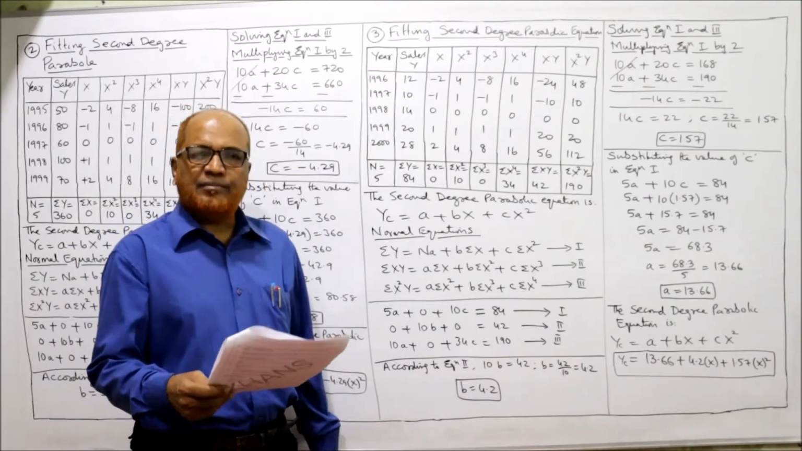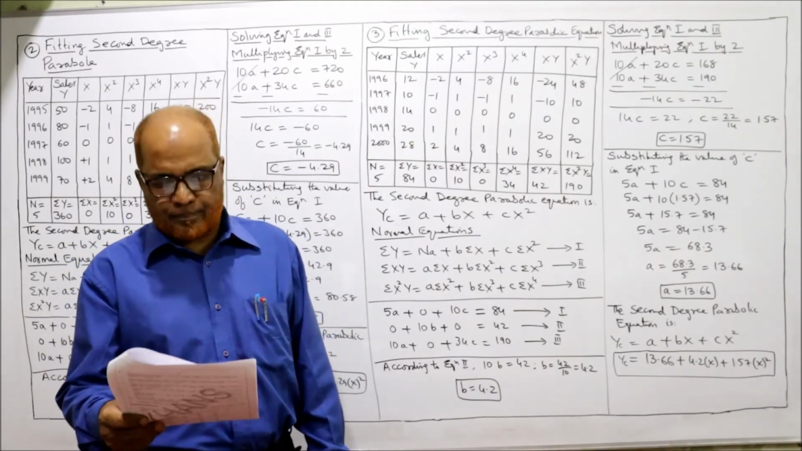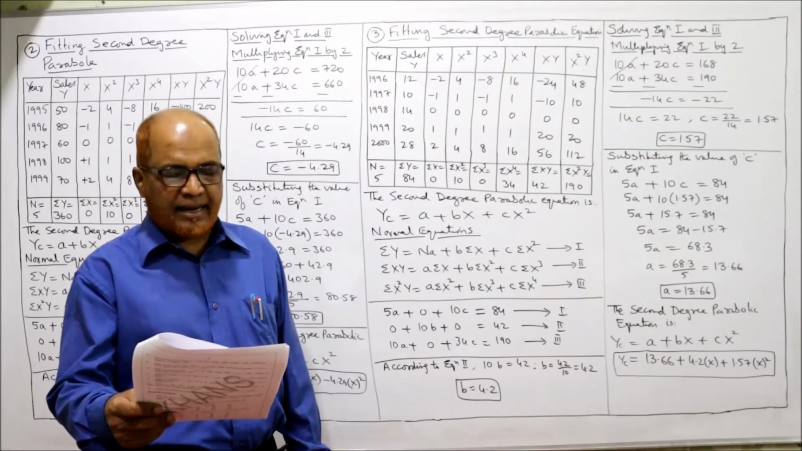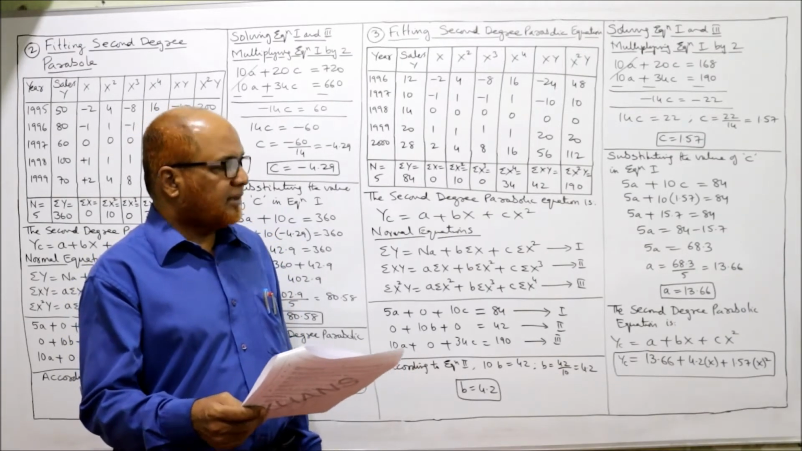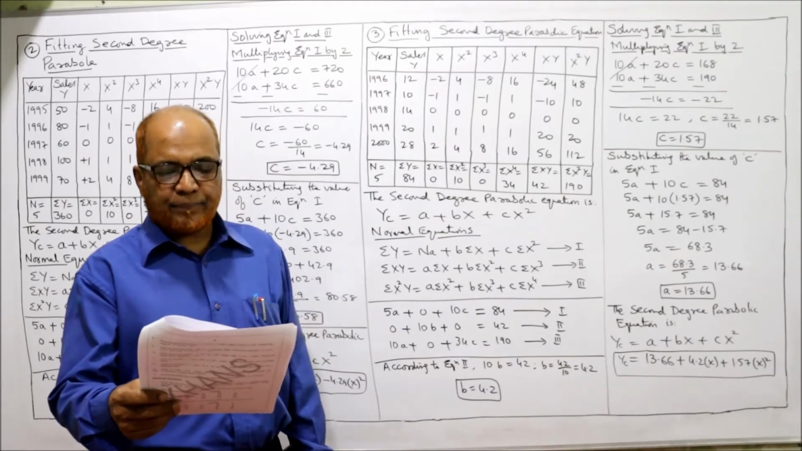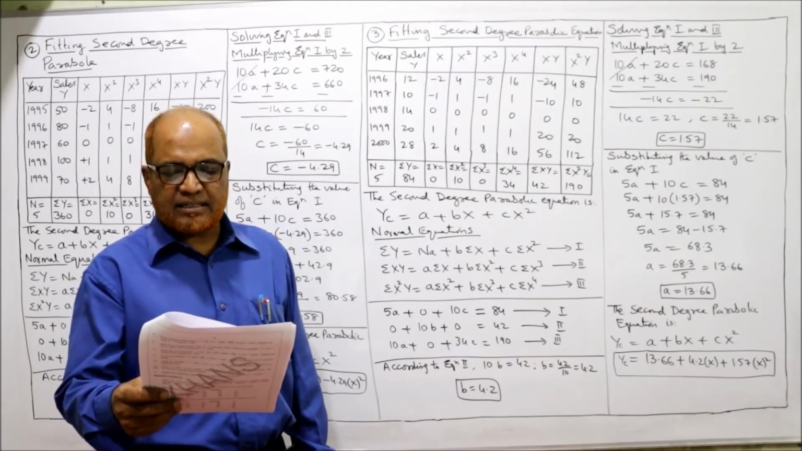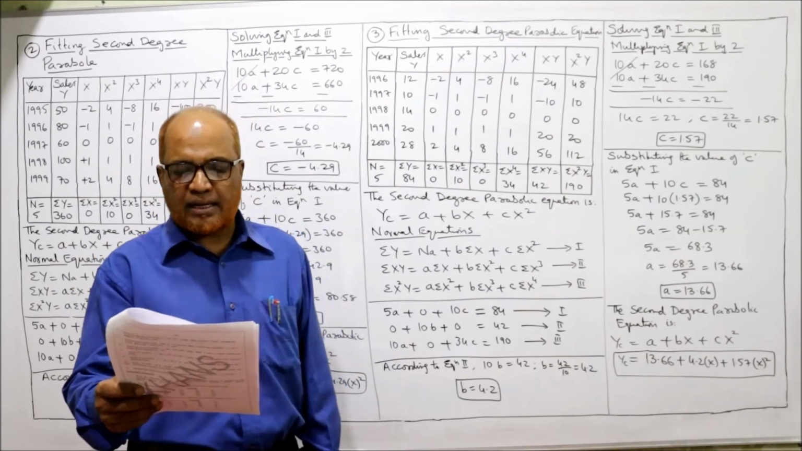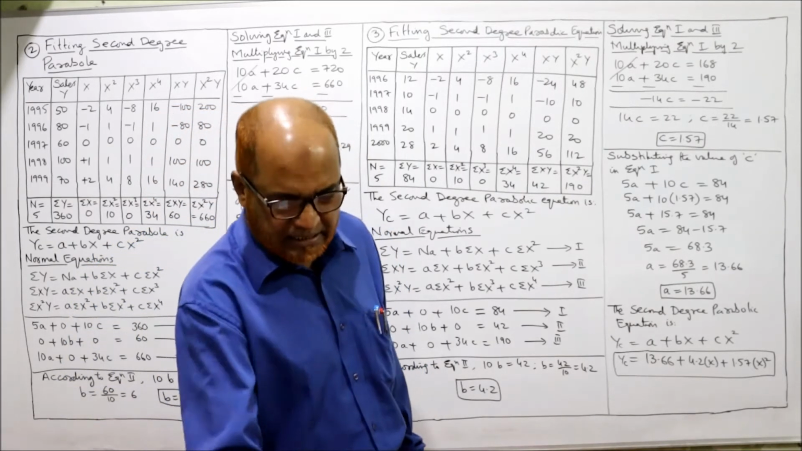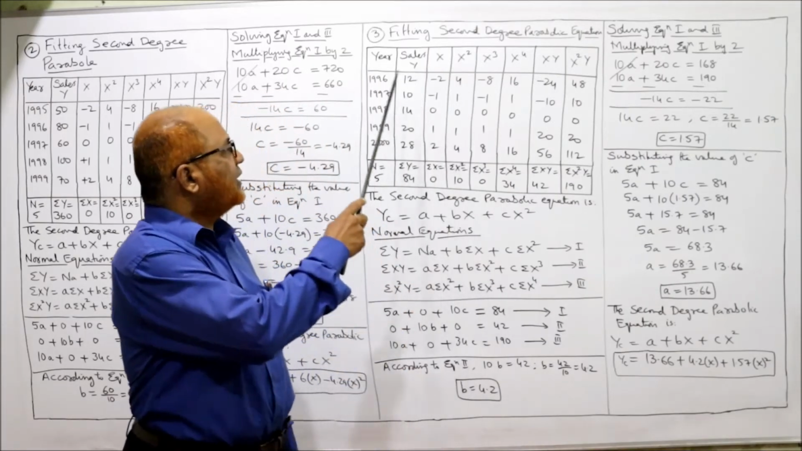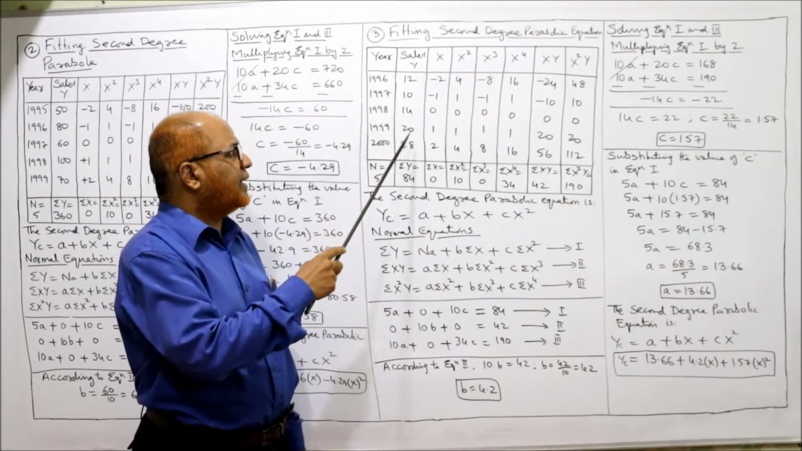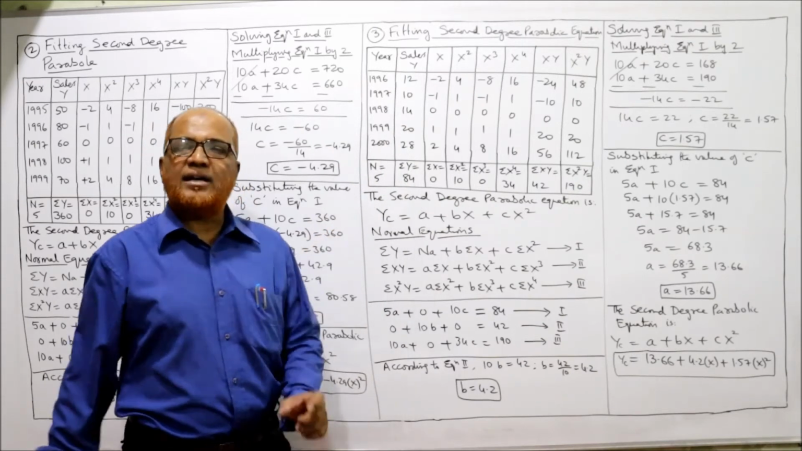Now, problem number 3, last and final problem on parabola. Fit a second degree parabola to the following data and calculate the trend values. Okay. Year 1996, 97, 98, 99, 2000. Again, 5 years data is given. Sales are given 12, 10, 14, 20, 28. So here, year column. Sales Y 12, 10, 14, 20, 28. Total 84. Now X column.